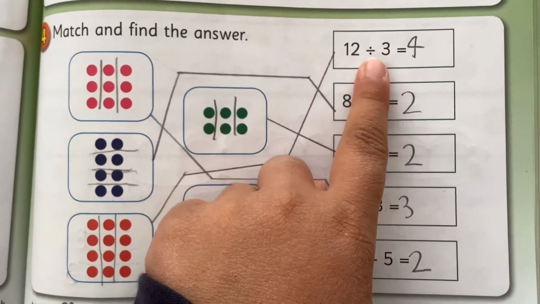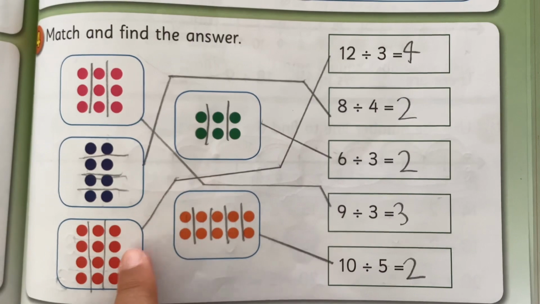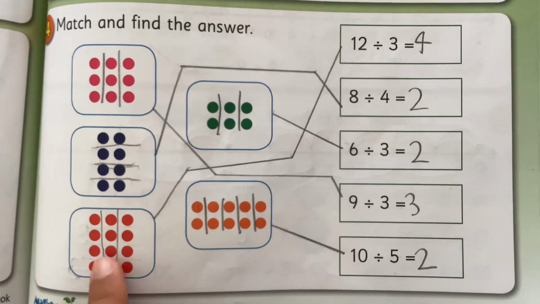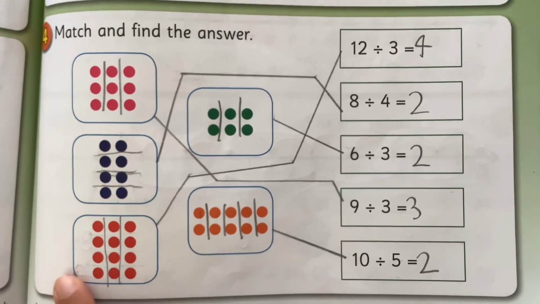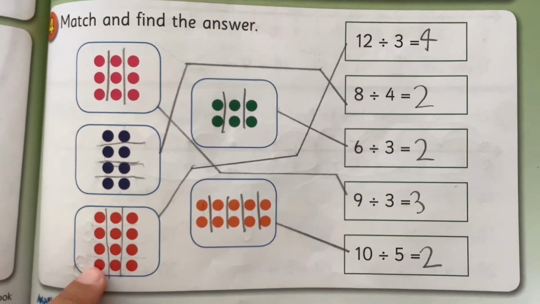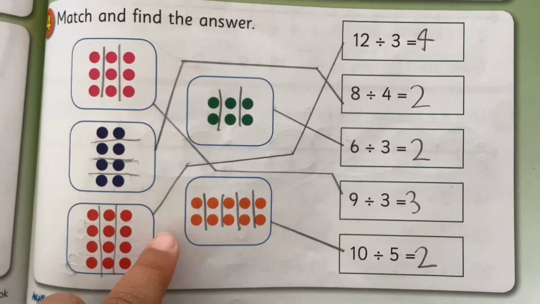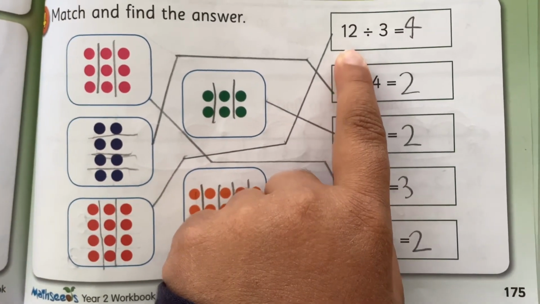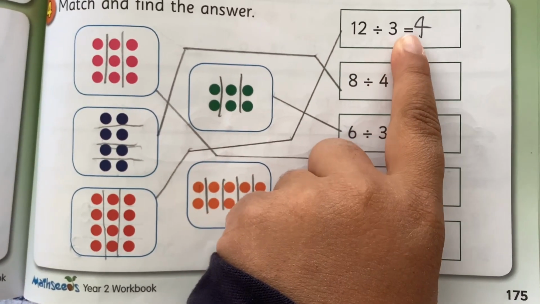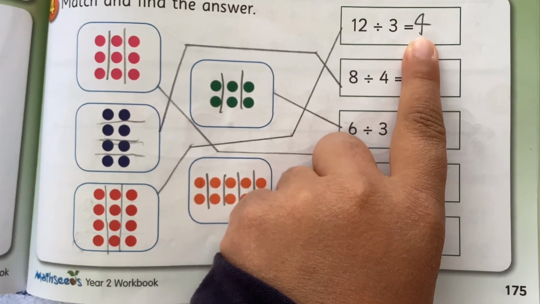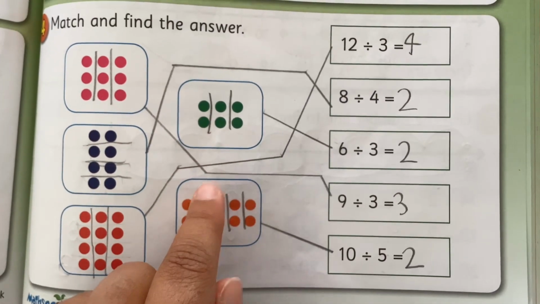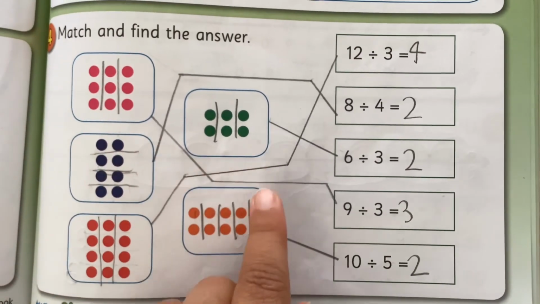To find 12 divided by 3, I looked for a box that had 12 balls and then drew 2 lines to make 3 groups. And I counted the number of balls in each group, and there are 4 balls in each group. So 12, the number of balls there are, divided by 3, the number of groups there are, equals 4, the number of balls in each group. And all these other sections in this question are similar.